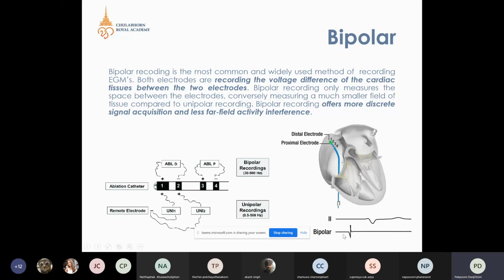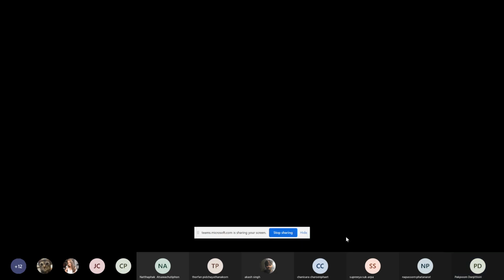So the signal showing on the screen will show you only the signal which is more discrete, that tells you about the exact cardiac tissue location. For example, this is from the high right atrium. It only shows you the atrial signal.